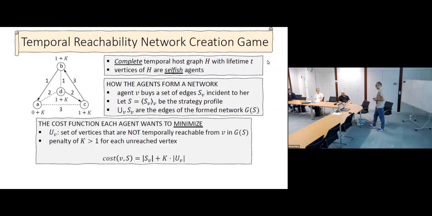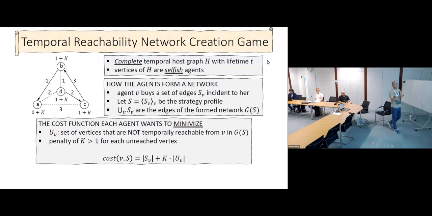Okay? And the cost function each agent wants to minimize is given by a linear combination of the number of edges that are bought by the agent and the number of vertices that are not temporally reachable by that agent in the network that is formed, in the graph G of S. The penalty that is associated with each unreachable vertex in the formed network is set to a value that is strictly larger than 1 because we want to incentivize the agents to form a temporally connected network.